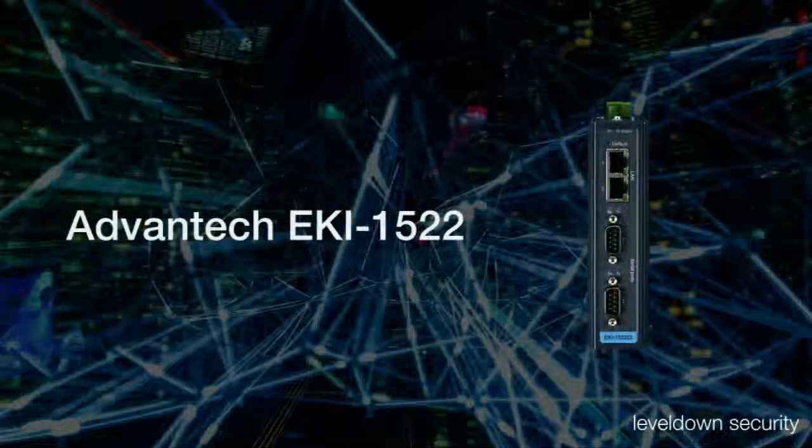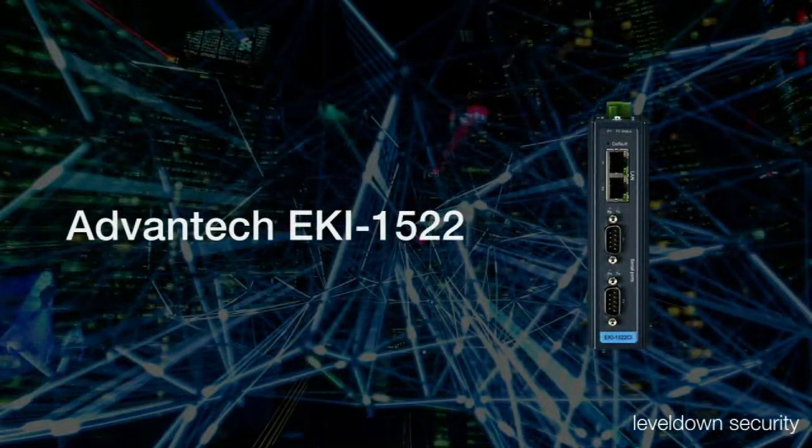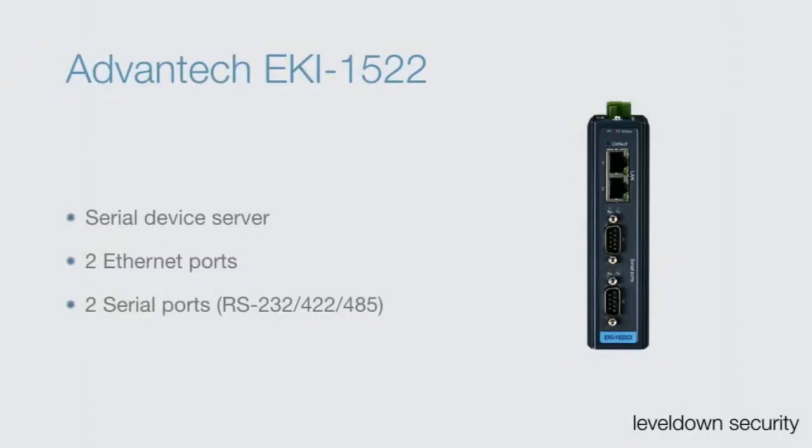So the next device I looked at was the Advantech EKI 1522, which is kind of a similar device. It's just a serial to Ethernet device. You can also get it with Wi-Fi, you can get it with GSM, I think, or with more Ethernet ports, whatever. And it's really just a simple device. And so as before, the first thing I did was I looked at the firmware of the device.